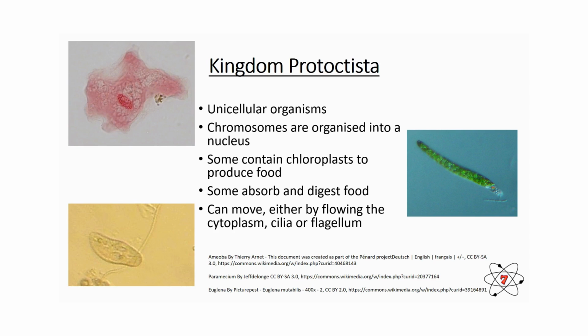They can either move by making the cytoplasm, the jelly within their cell, flow, or they may have hairs on the outside of their body called cilia. These can move in a wave-like action, or they might have a whip called a flagellum. Again, this can move in a whip-like action, a bit like a rowing boat perhaps, making them move. So Protocista are more advanced than Monera.